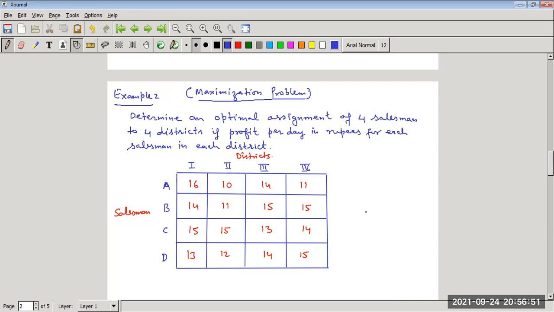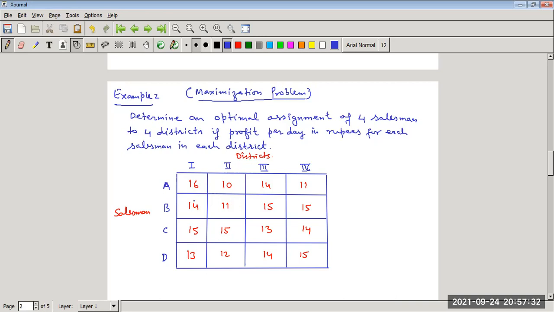In such a type of problem, we first convert it into a minimization problem. If a maximization problem is given, we first convert it into minimization. Here we find how we can convert. Here we find the maximum element of the profit matrix. From the profit matrix that is given to us, we find the maximum element and subtract every element of the matrix from that maximum element.